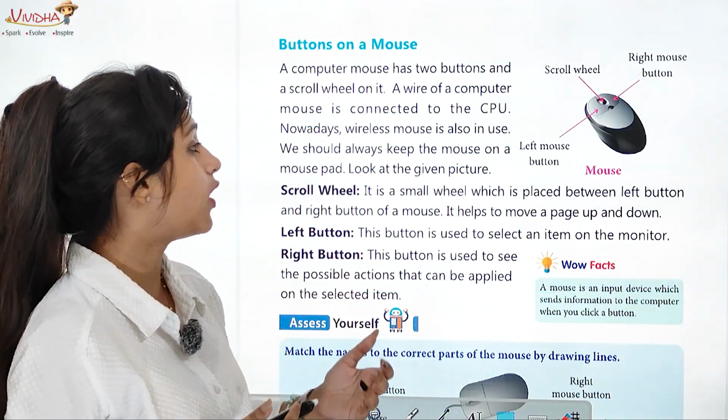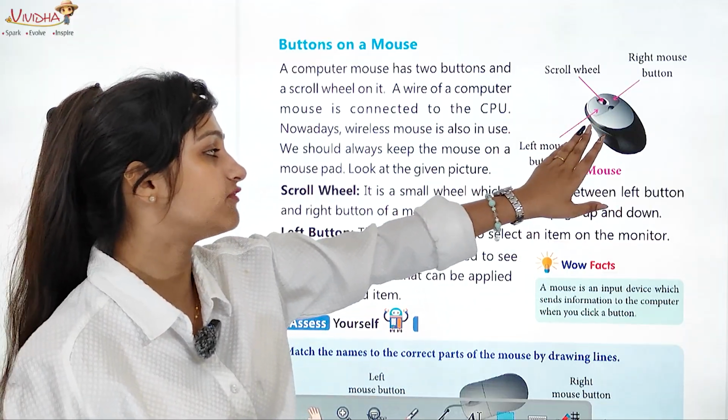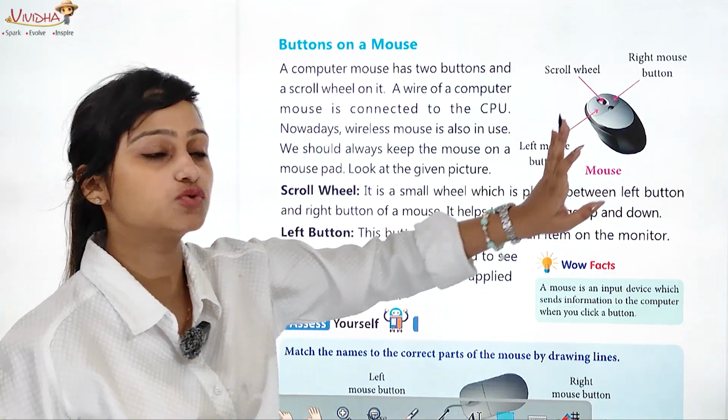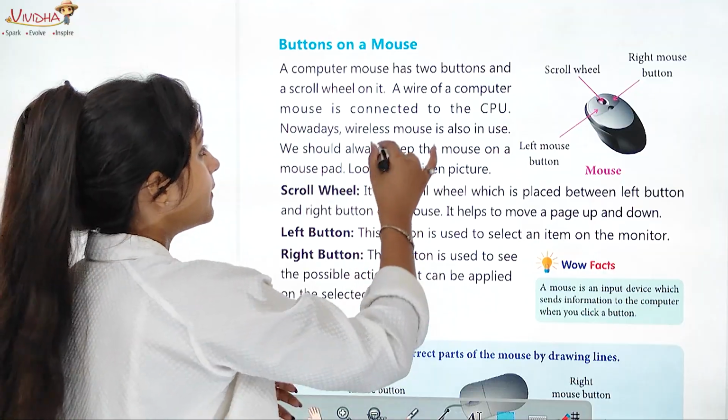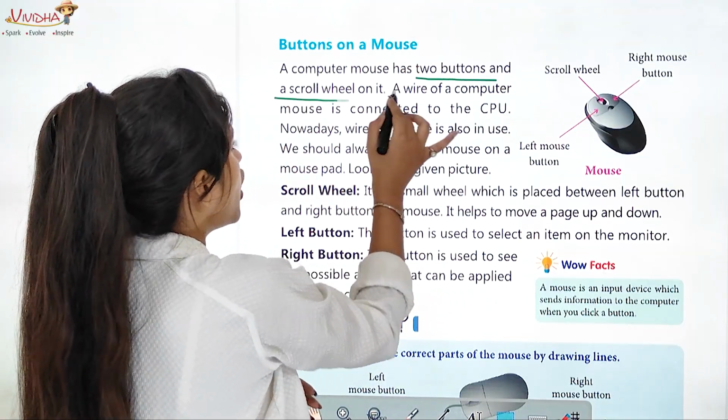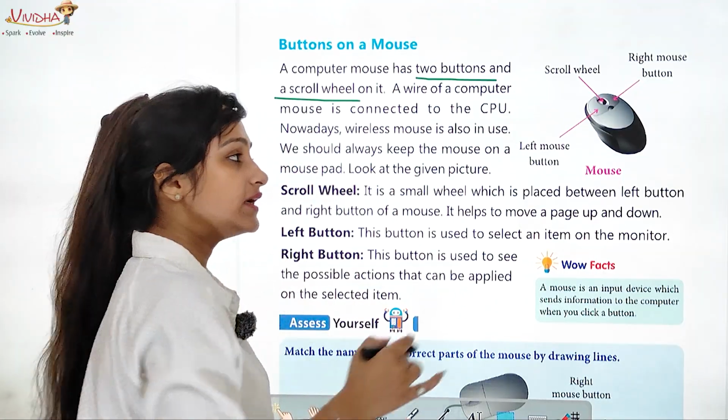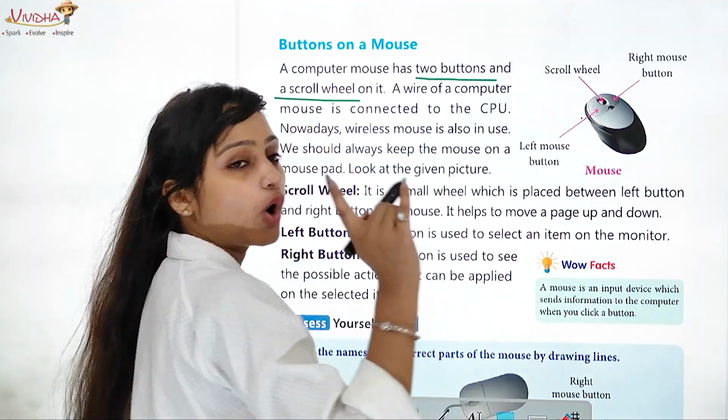Now, buttons on a mouse. There are 3 parts on a mouse: the left mouse button, the scroll wheel, and the right mouse button. So, a computer mouse has 2 buttons, left and right, and 1 scroll wheel.